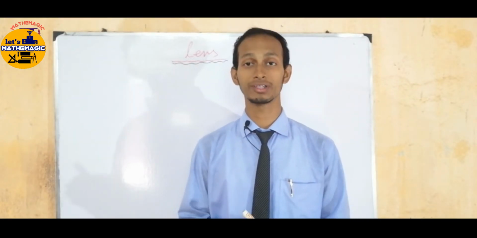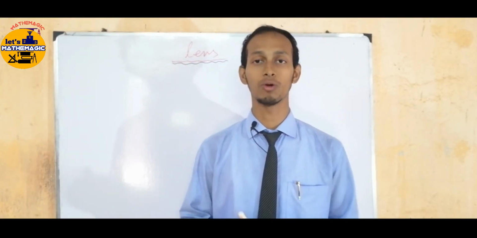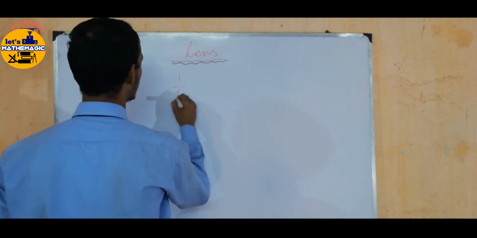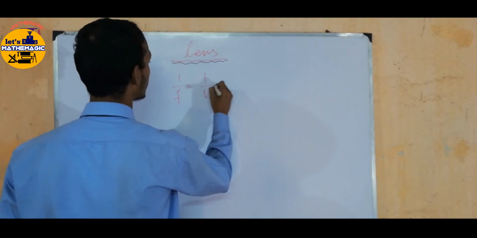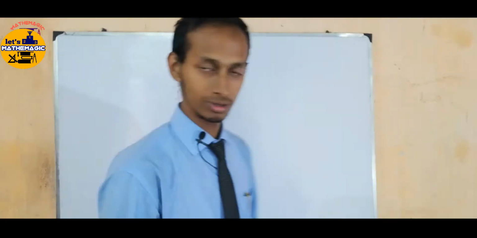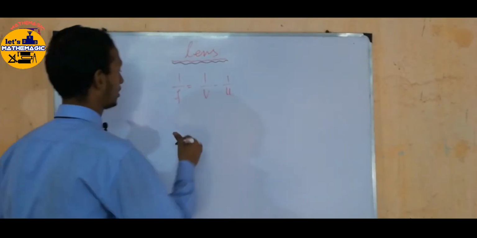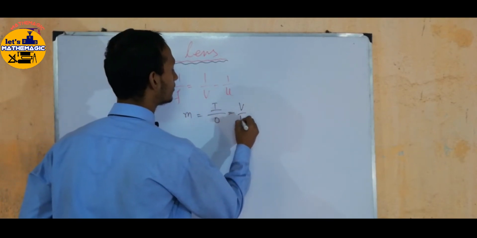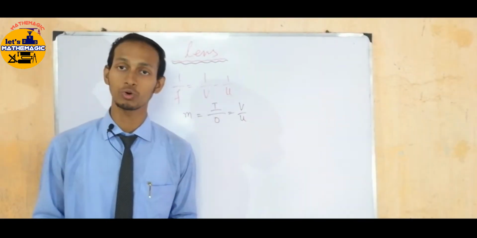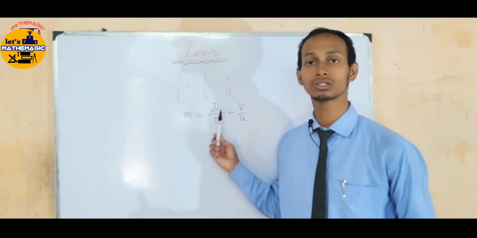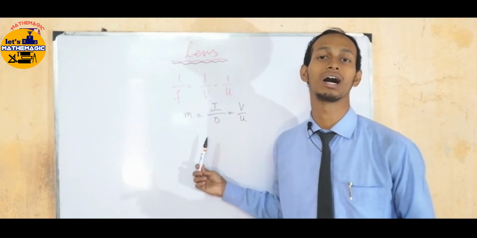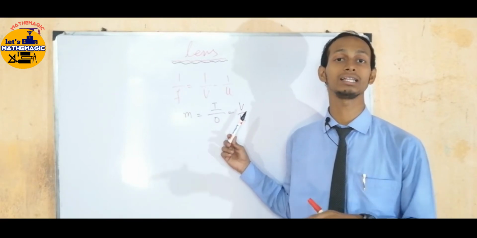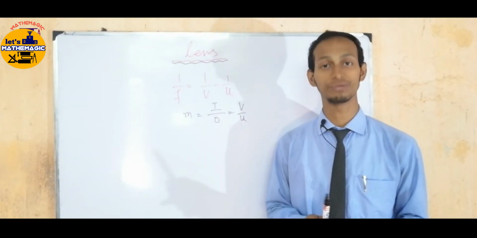Now just before solving the numericals, there are just two formulas for solving the numerical sums. First one is called the lens formula, that is 1 by f equals 1 by v minus 1 by u. And the next one is small m equals I by O equals v by u. Here I have already told you that this capital I denotes the size of the image, this O denotes the size of the object, this small v denotes the distance of the image and the lens, and this u denotes the distance of the object and the lens.